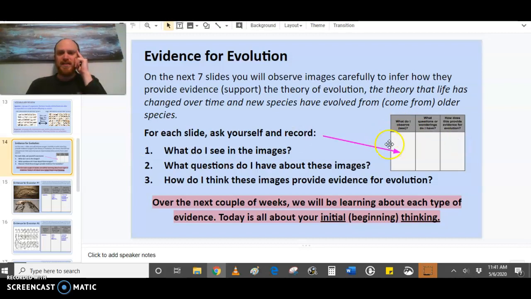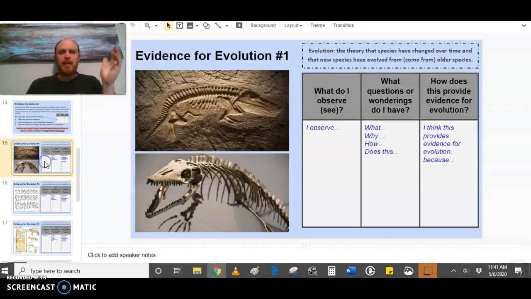And you're going to fill in these little boxes. What do you see? What questions do you have? And how might they provide evidence? There's some things that you might not know, and that's okay. But let me do the first one for you.